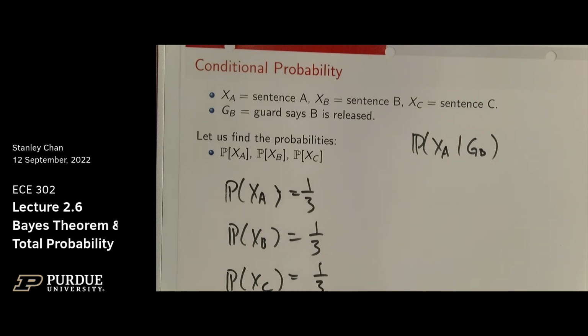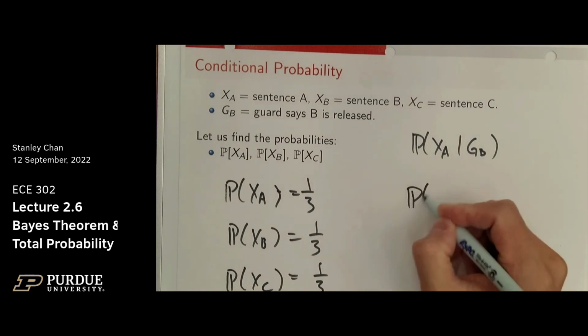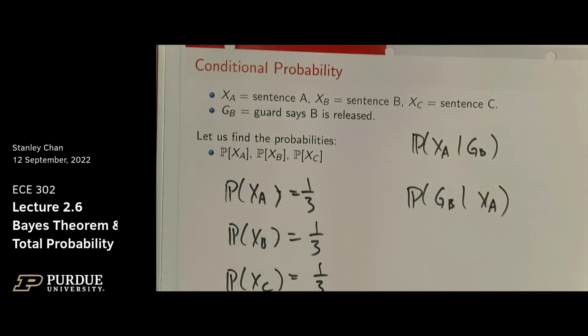Do we have access to this number without doing additional calculation, by just looking at the problem? Not quite. What do we have instead? We don't have access to this number. Yes? We have the probability that the guard says B is released given that A is sentenced. Okay. Probability of GB given XA. Do we have access to this number without further calculation, by just looking at the problem? Okay, someone says yes. How about other people? Do we have access to this number? Think about it, okay?